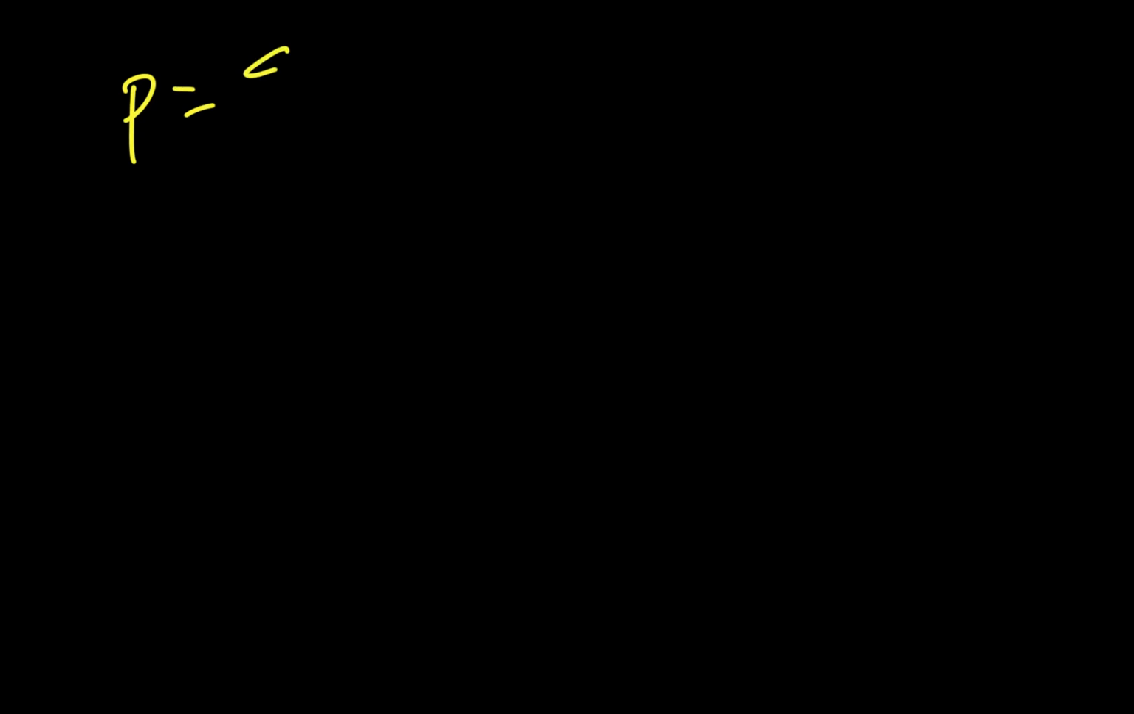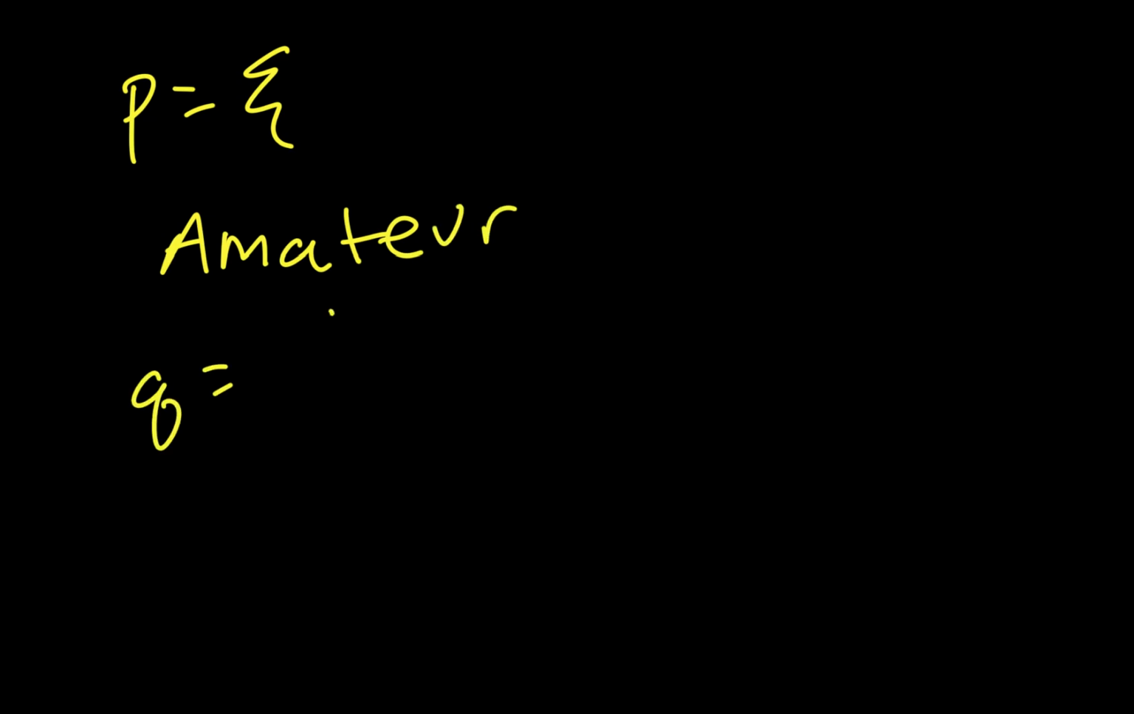P is all the letters in the word amateur, spelled A-M-A-T-E-U-R, and then Q is the set of all letters in the word team. Now, there's some things we have to get used to here.